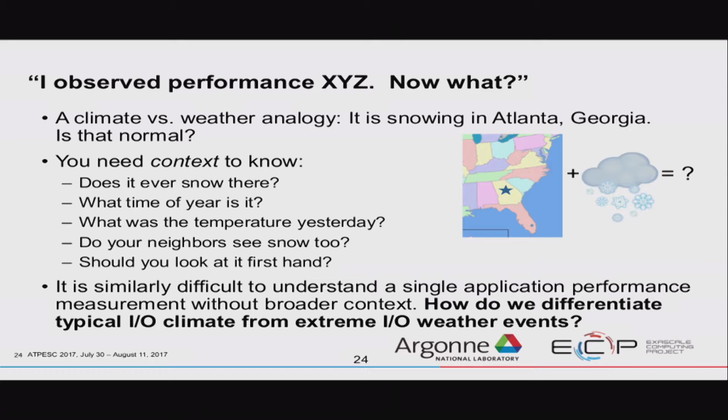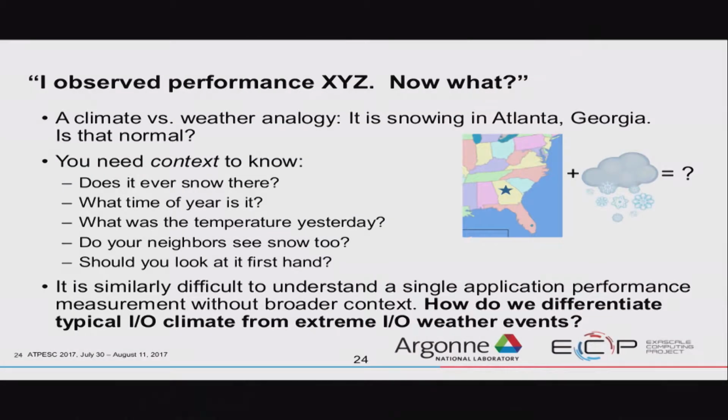Well, I just told you it snows there sometimes. It's possible. Is it the right time of year for snow in Atlanta? Right now, it is absolutely not. Is the temperature sane for when you would expect to have snow? Did you see snow or your neighbors too? So there's a lot of things that kind of validate whether this is a plausible scenario.